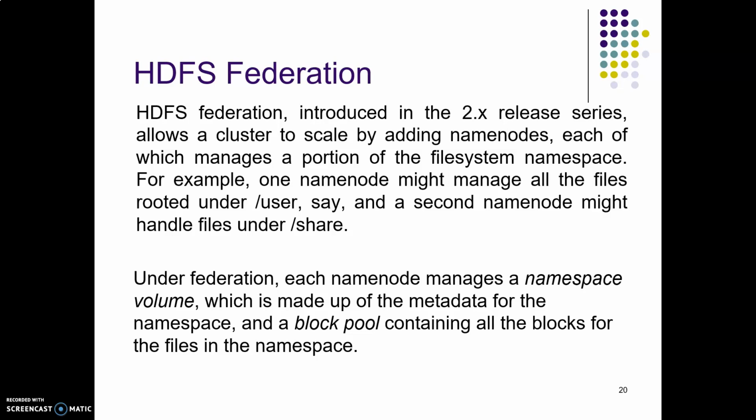HDFS federation was introduced in the 2.x release series, which allows a cluster to scale by adding name nodes, each of which manages a portion of the file system namespace. For example, one name node might manage all the files rooted under /user, and a second name node might handle files under /share. Under this federation, each name node manages a namespace volume, which is made of metadata for the namespace, and a block pool containing all the blocks for the files in the namespace.